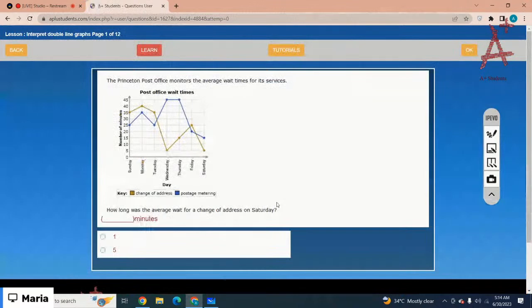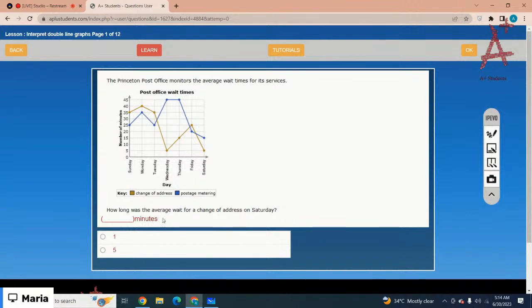Okay, Princeton, that's the one we did in the tutorial. The Princeton post office monitors the average wait time of its services. How long was the average wait time for a change of address on Saturday? So you can see two lines on the graph, the brown one for the change of address and the blue one for the postage metering.